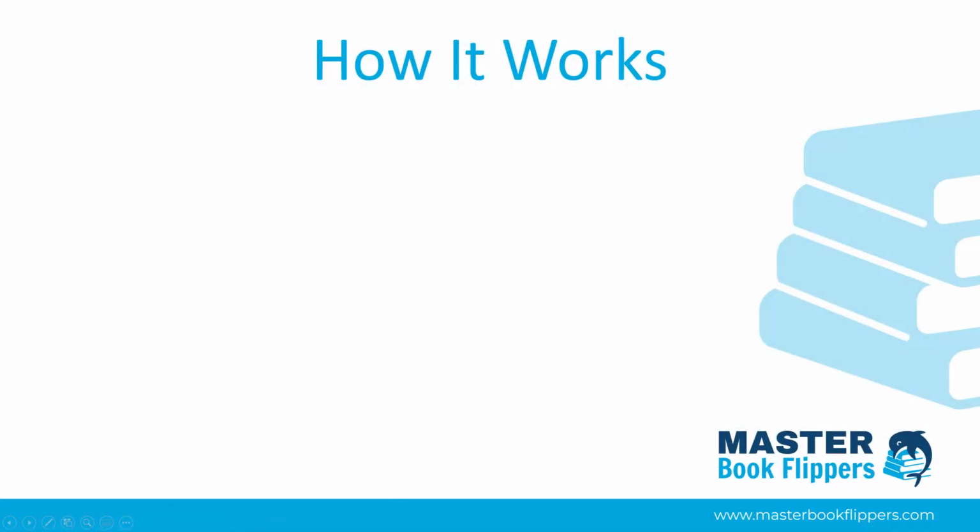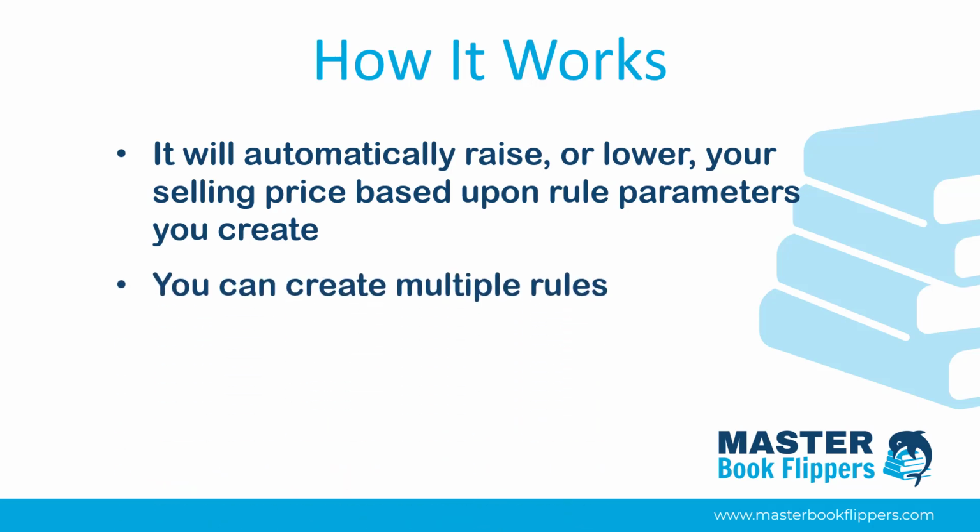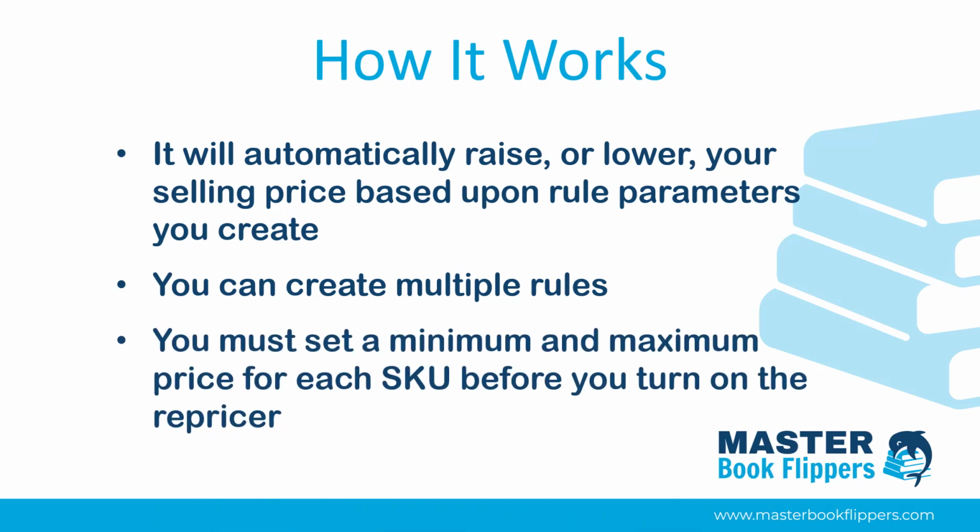Okay, so basically how their Repricer works is that it will automatically raise or lower your selling price based upon the rule parameters that you create. And you can create multiple rules. Everything is based on a SKU. Each SKU can only be in one rule, however, at a time. And you must set a minimum or maximum price for each SKU before you turn on the Repricer. So let's take a look.